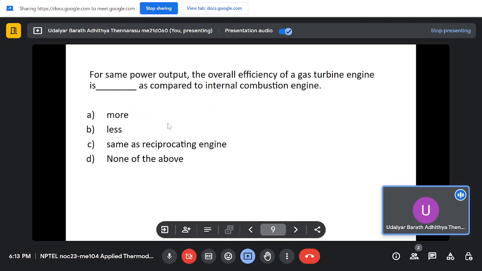Moving on, we have: for same power output, the overall efficiency of a gas turbine engine is dash as compared to internal combustion engine. Comparing to internal engine, gas turbine engine will be A, more, B, less, C, same as reciprocating engine, D, none of the above. So the answer is less. The overall efficiency of gas turbine engine will be less compared to an internal combustion engine.